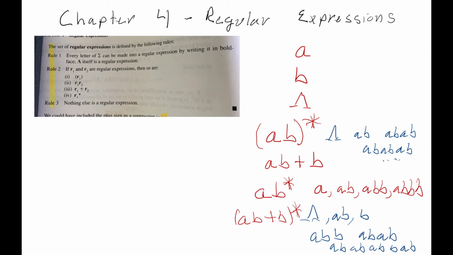So this star just says 0 or more of whatever it applies to. Without the parentheses, though, it only applies to one letter.